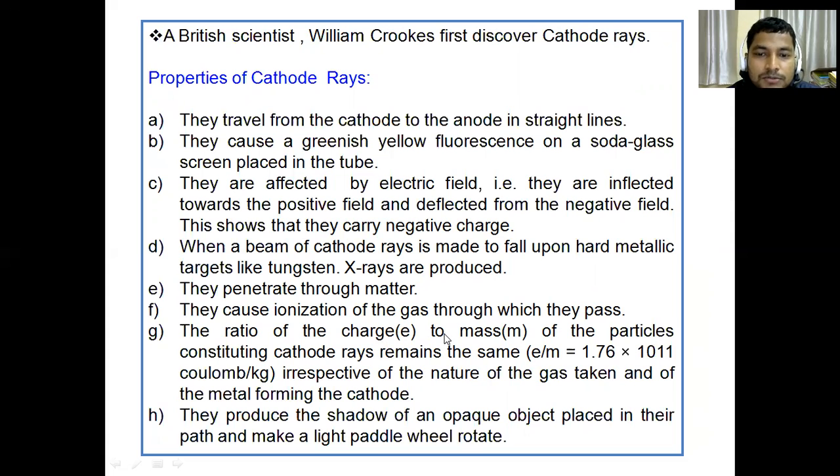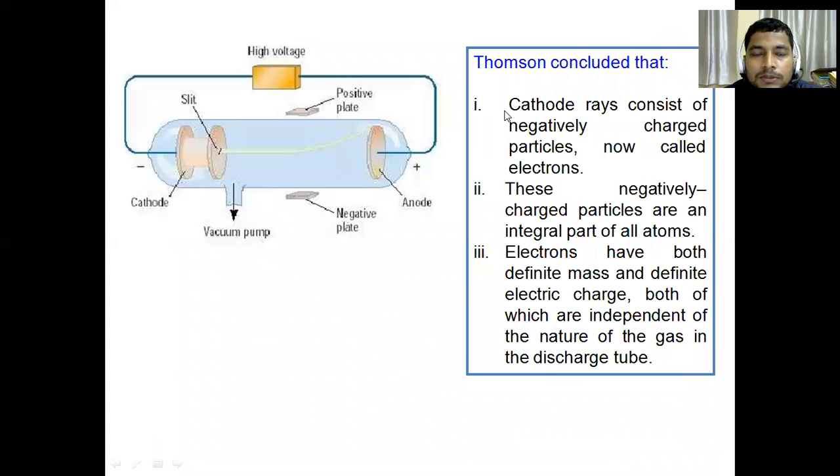The ratio of the charge to mass of the particles constituting cathode rays remains the same, and the value is 1.76 into 10 to the power coulomb, irrespective of the nature of the gas. Lastly, you can see here that they produce the shadow of opaque objects placed in their path, and so on. Now, from this cathode ray experiment, Professor J.J. Thomson concluded that cathode rays consist of negatively charged particles. Now they are called electrons.